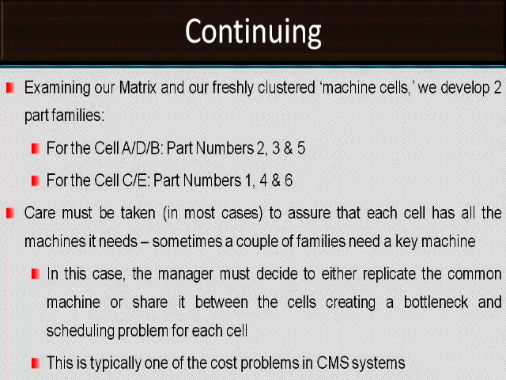Whenever you have a machine that has to belong to more than one cell, then the management has to take a decision whether to purchase another machine of the same type and keep it in the next cell, or the additional operations can be outsourced, or the same machine can be used for long hours in order to produce the machining operations of the other cell as well. So these are the three criteria that can be used to avoid a bottleneck machine.